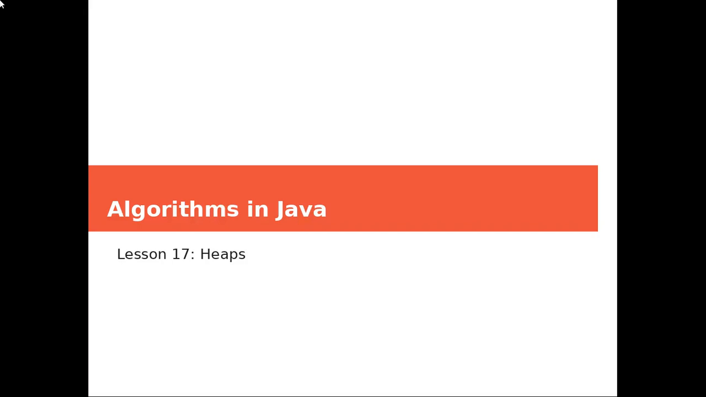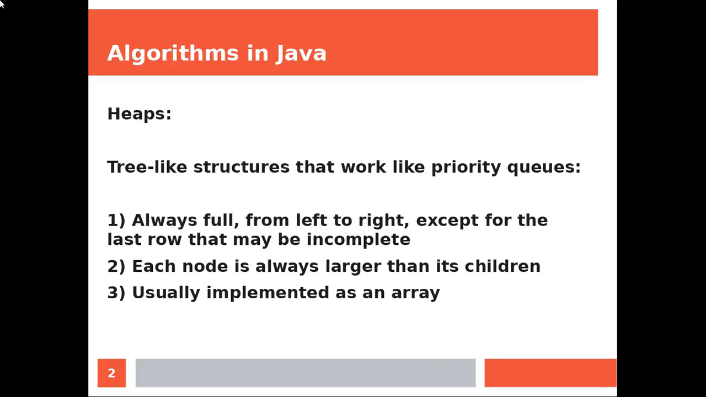Welcome to lesson 17, Heaps. These are tree-like structures that work like priority queues. 1. They're always full from left to right except for the last row that may be incomplete. 2. Each node is always larger than its children. 3. Usually implemented as an array.